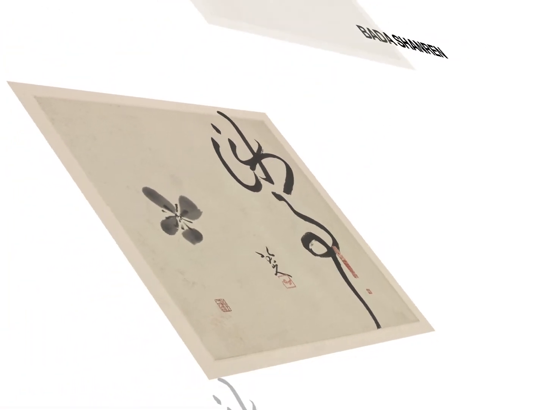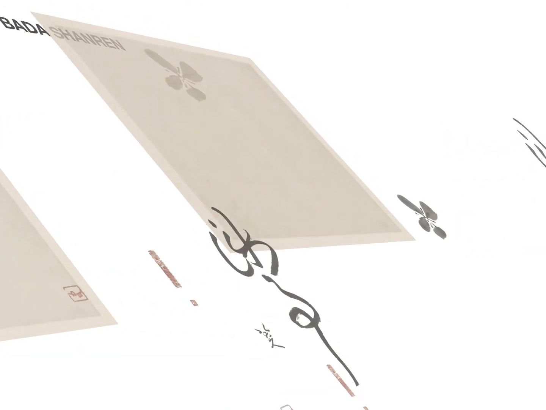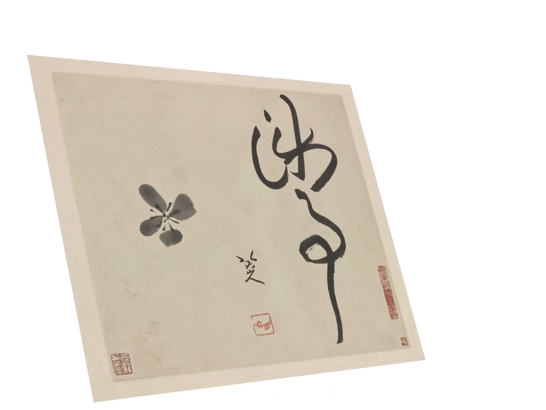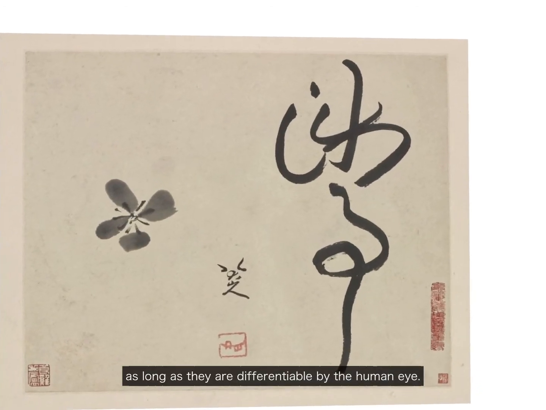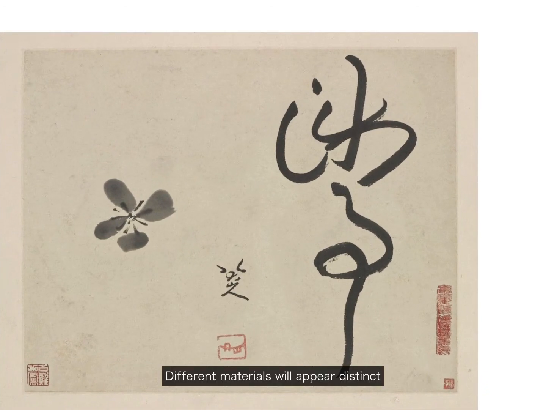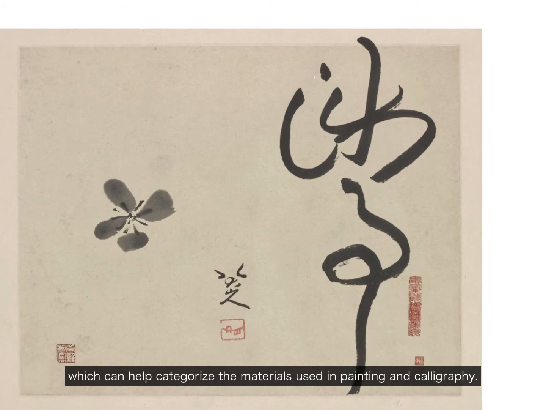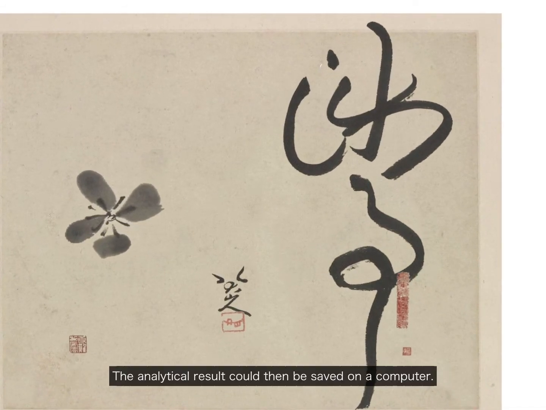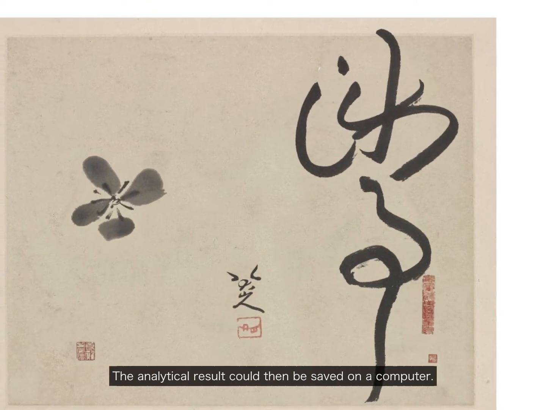According to this view, anything on paper, such as shape, color, and composition, can be transformed into light waves as long as they are differentiable by the human eye. Different materials will appear distinct in various controlled light conditions, which can help categorize the materials used in painting and calligraphy. The analytical result could then be saved on a computer.